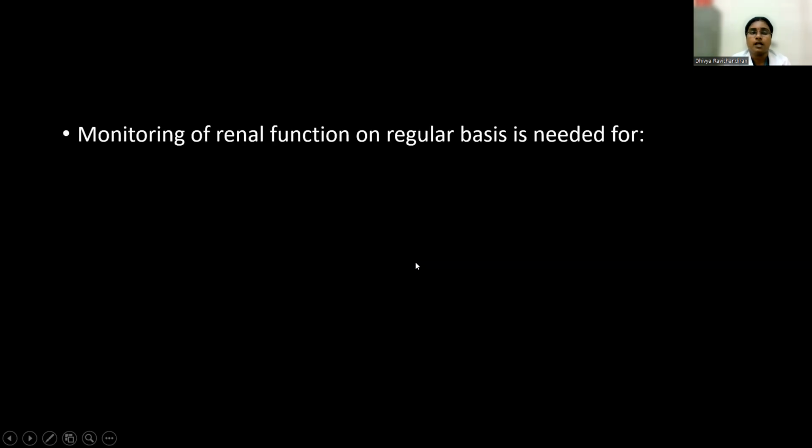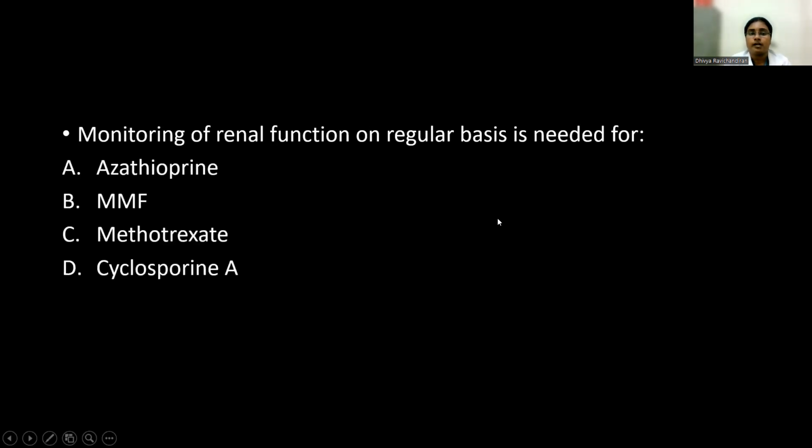The next question is: monitoring of renal function on a regular basis is needed for which drug? Azathioprine, mycophenolate mofetil, methotrexate, or cyclosporin A? The answer is option B, cyclosporin A. Cyclosporin is a calcineurin inhibitor, so renal function should be monitored for cyclosporin A on a regular basis.